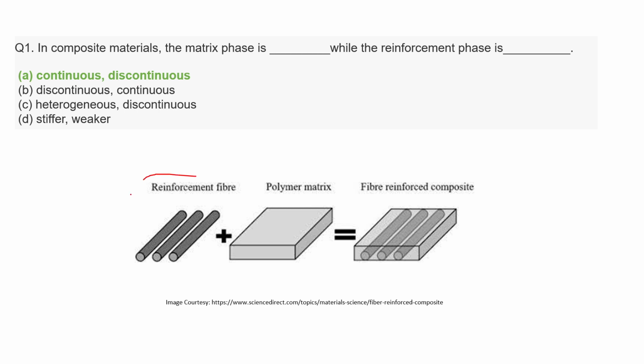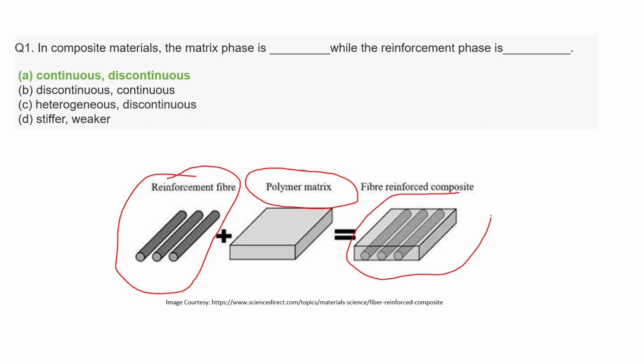As you can see in this diagram, this is a reinforcement phase, which are like fibers. As already discussed in the class, there are different types of reinforcement. They can be fiber, mat, particles, flakes, and everything. So here I am considering a reinforcement fiber. These fibers act as reinforcement, and when they are mixed with another phase, which is a matrix phase here, a polymer matrix phase, this becomes a composite. So that is defining what is a composite.